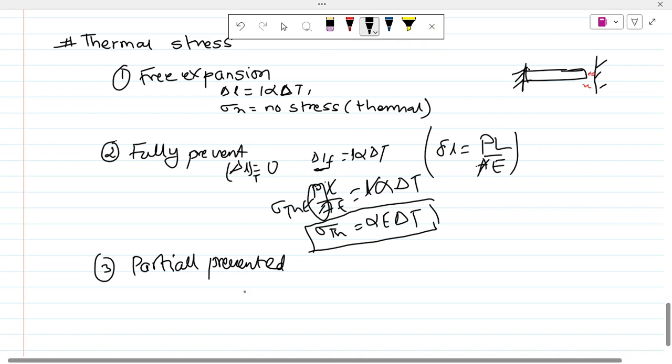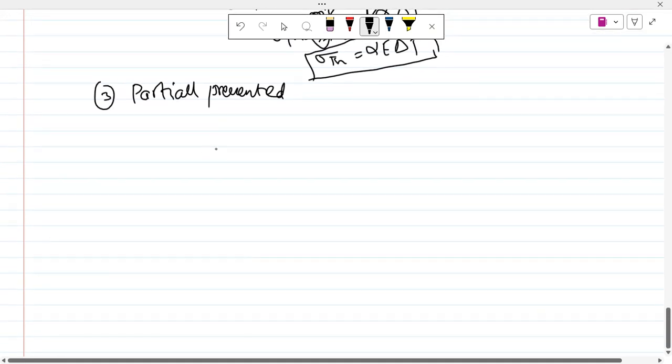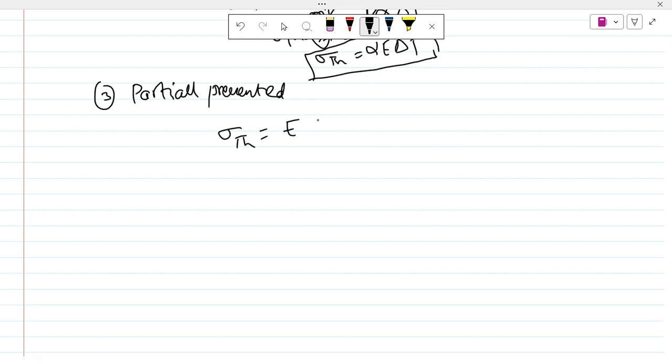So in case of partially prevented, I have the formula sigma th equals E, same, but since there is a gap, it is (L alpha del T minus X), where X is the gap, divided by L. So it generates strain. It is the thermal elongation minus this gap, upon the original length. This is the original length, and this creates the strain, which when multiplied with E creates a stress.